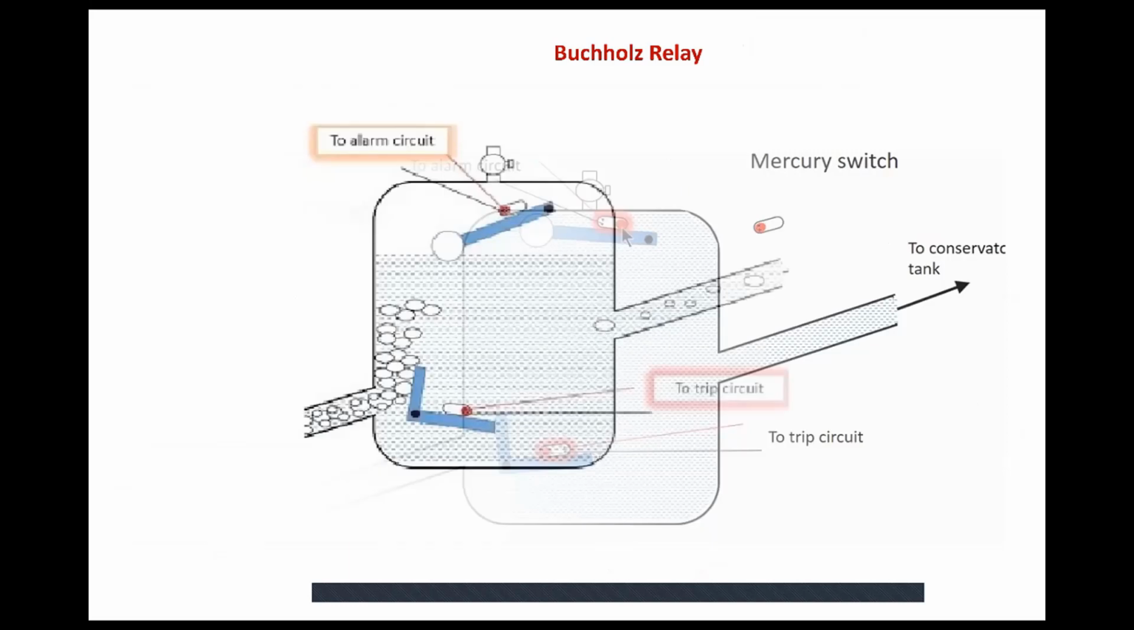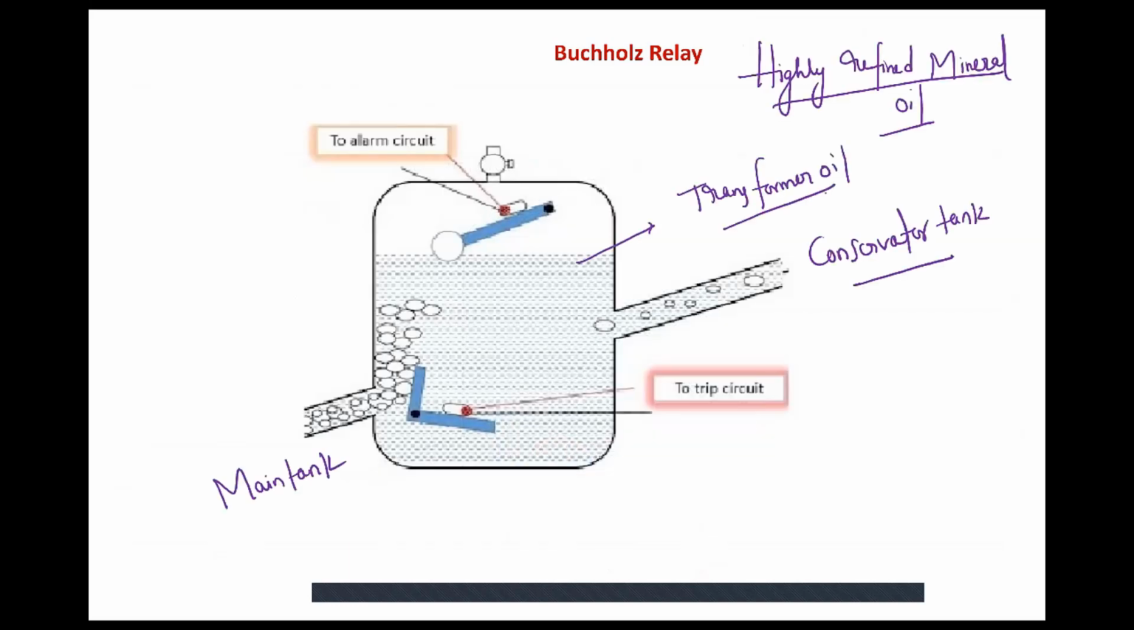So why is this gas formed? What is the reason? Transformer oil is a highly refined mineral oil which has excellent cooling and insulation properties. This oil is used for two main purposes: one is cooling and the other is insulation. Oil is present between the transformer body and the windings, so it acts as insulation as well as coolant.